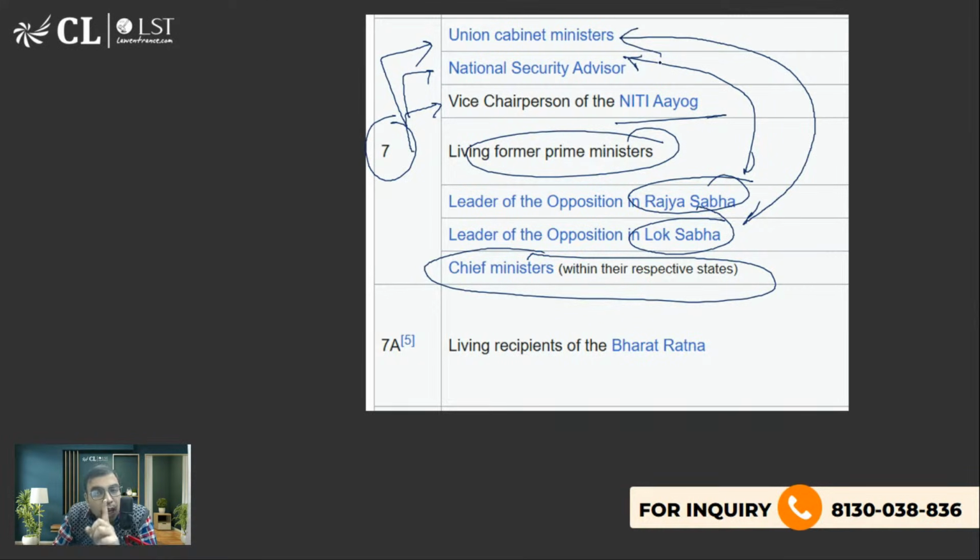Why? Because in a democracy, the role of the opposition is also very important. That is why the Leader of Opposition, both in Lok Sabha and Rajya Sabha, are considered equivalent in rank to cabinet ministers, because they are in power and they are in opposition. But still, the government, the democratic values recognize the opposition so much. Okay, that's the idea behind it.